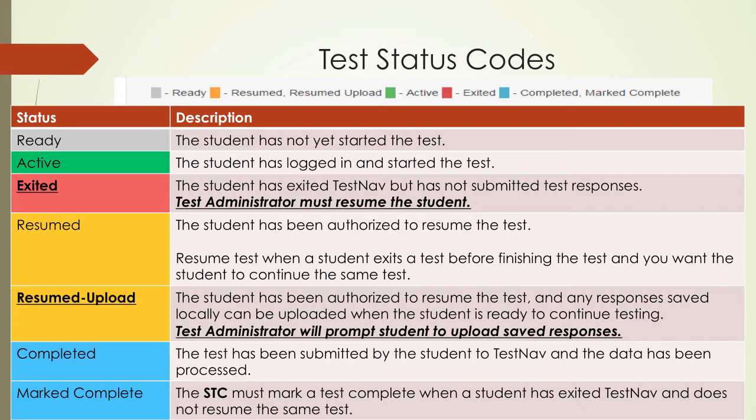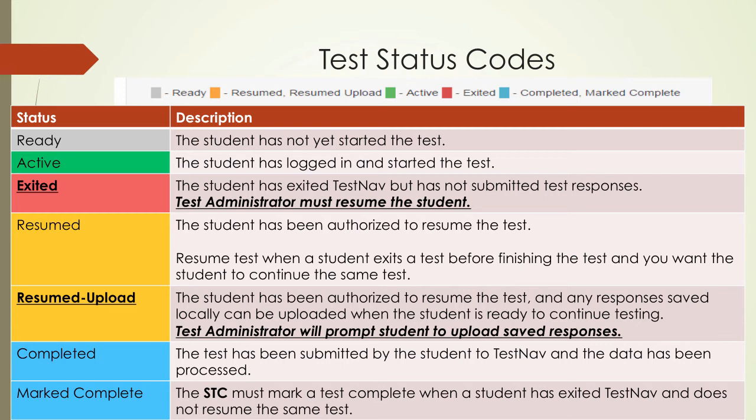If a student is red, that means they are exited. The student has exited TestNav but has not submitted their test responses. This will require the test administrator to resume the student. If a student is in yellow, they have been resumed or resumed upload.